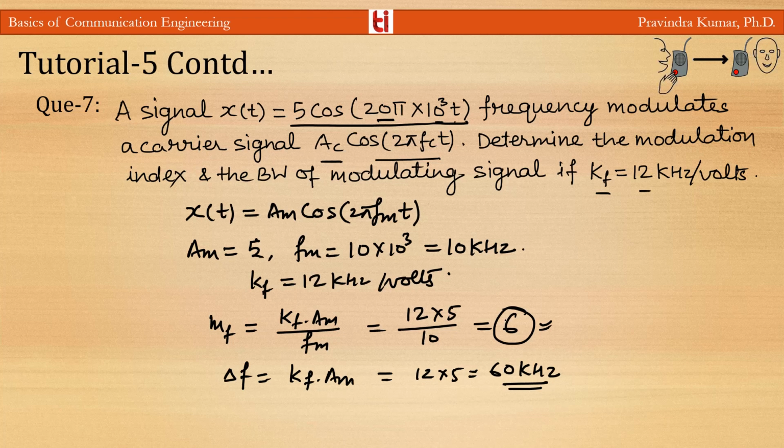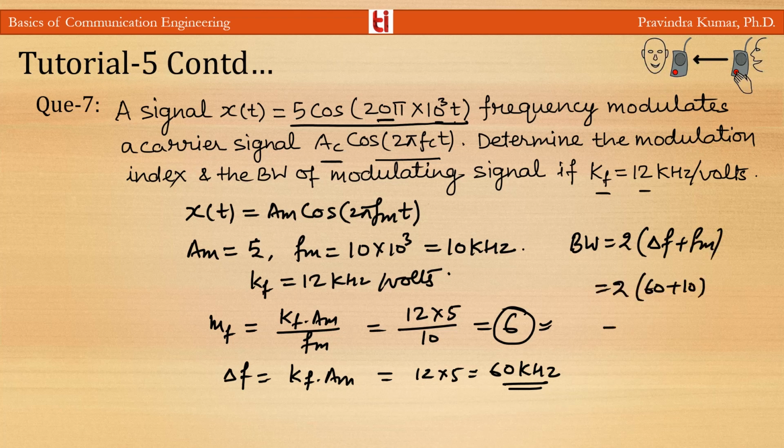If you go for the bandwidth, from Carson's rule it is 2(Δf + fm), which is 2(60 + 10), and it will be equal to 140 kilohertz.